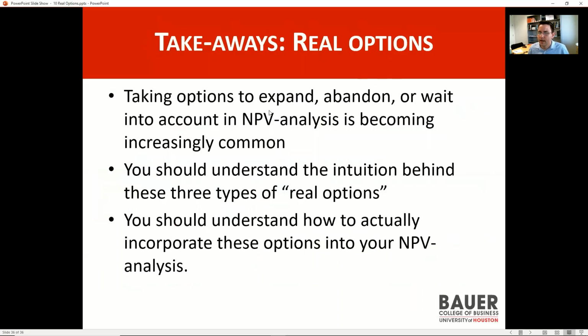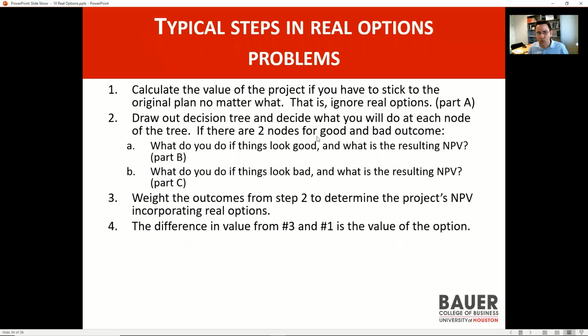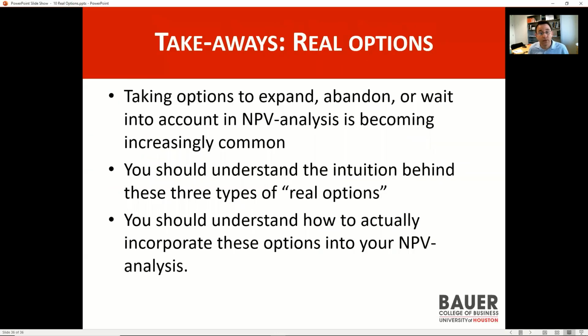So key takeaways: when we include these options to expand, abandon, or wait, we see that the valuation can change a lot. In all of our kind of silly examples today, we had a base case where the NPV was bad, but once we allow for an option, the NPV turned positive. So this is becoming increasingly common to do. We should understand the intuition behind this, and we should understand how to incorporate this with a relatively simple decision tree. We should be able to walk through these steps for problems to see how the option affects our decisions and how it affects the value of the project.